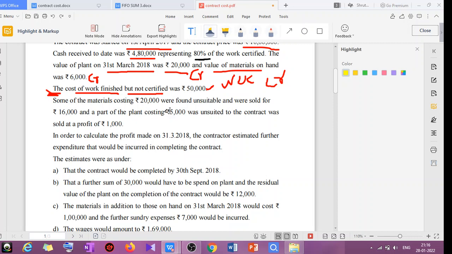Okay, next. A part of the plant costing rupees 5,000 was unsuited to the contract, sold at a profit of 1,000. So here in this case, cost is 5,000, sold at a profit of 1,000. What will be the selling price? Cost is 5,000, sold for a profit of 1,000.